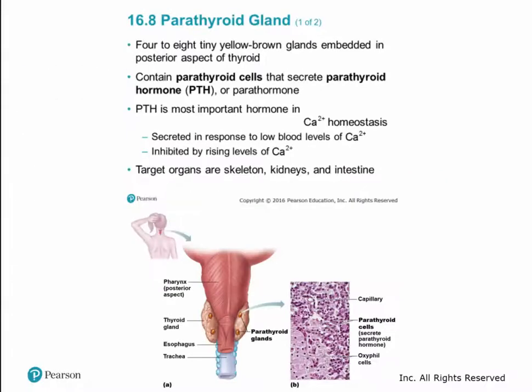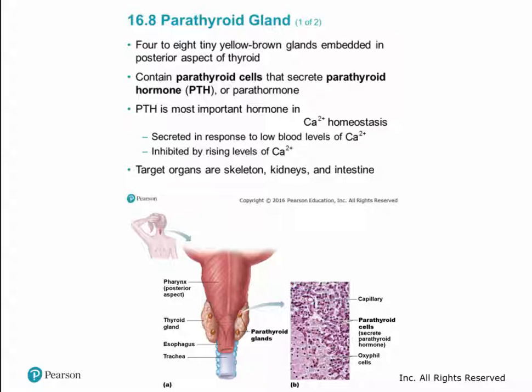So our next endocrine organs are the parathyroid glands. So these are just 4 to 8 tiny yellow-brown glands embedded in the posterior part of the thyroid. So these parathyroid cells are going to secrete parathyroid hormone, or PTH, or parathormone, sometimes referred to. So parathyroid hormone is most important in calcium homeostasis. It's going to be secreted in response to low blood calcium levels and inhibited by rising calcium levels, right, with that negative feedback. So once calcium levels return to homeostatic levels, parathyroid hormone production would be turned off.